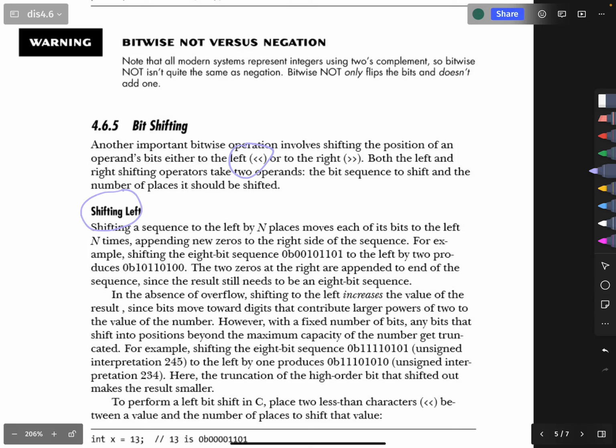Now here it talks about how, in the absence of overflow, shifting to the left increases the value of the result. That should make sense, right? Because if all the bits are going to higher, more significant places, unless you have all zeros, as long as there's at least one 1 and it gets moved to a higher position and there's no overflow, which is a necessary concern, then the magnitude of this thing is increased.